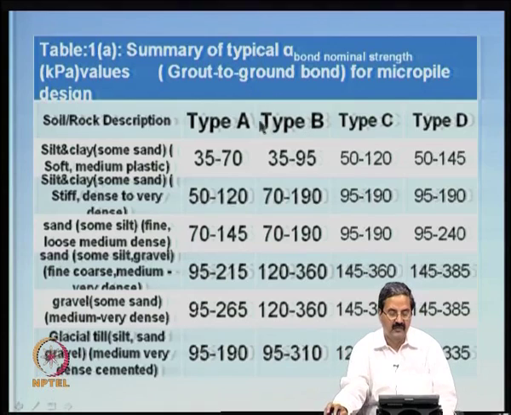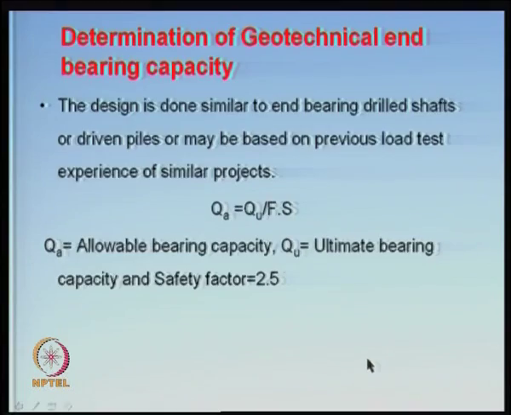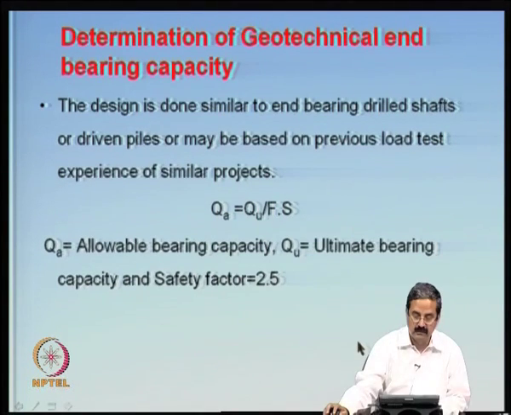Say, for example, you can use type A, type B, type C, type D, depending on the type of soil, you have these materials. Once you know that, that is called skin friction. Essentially what you got was skin friction. Then you can also get the end bearing, which is similar to driven piles, or one can even do load tests, and then once you get the ultimate load, by applying a factor of safety you will get the allowable load.